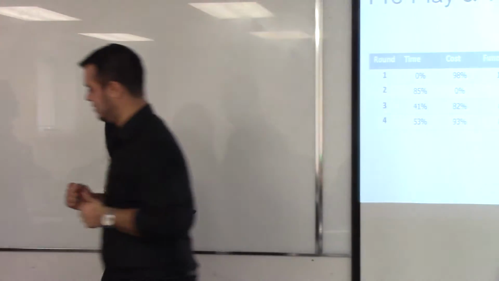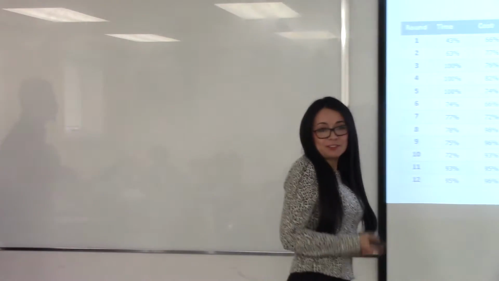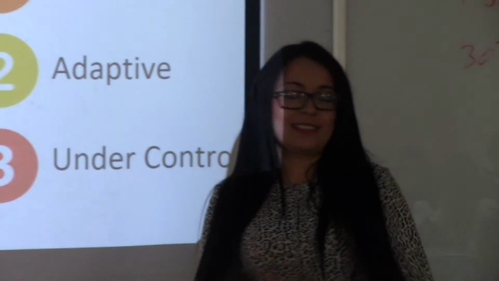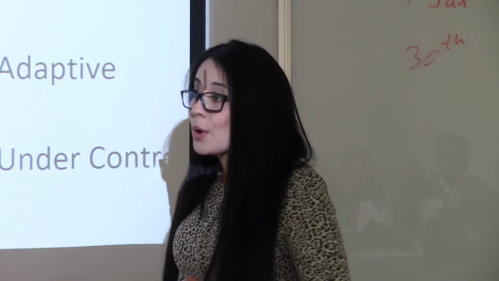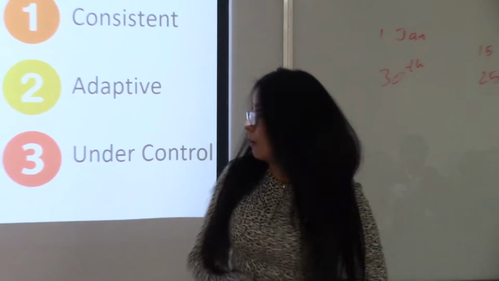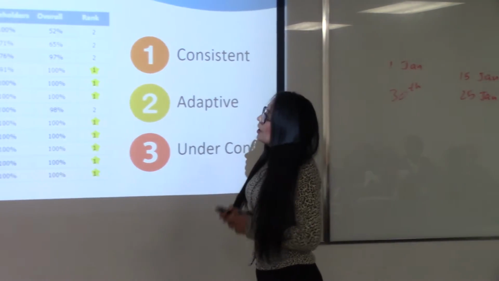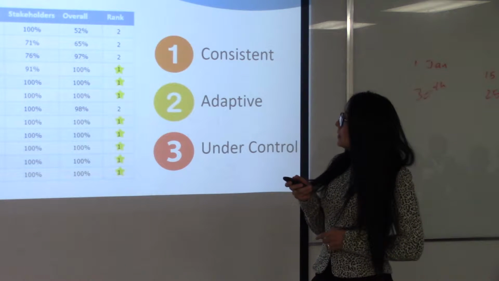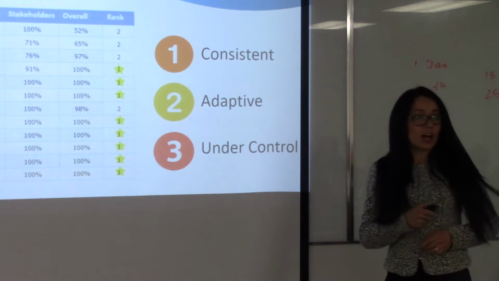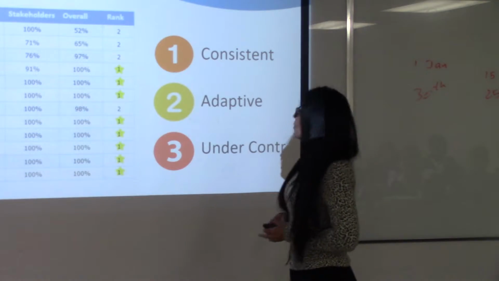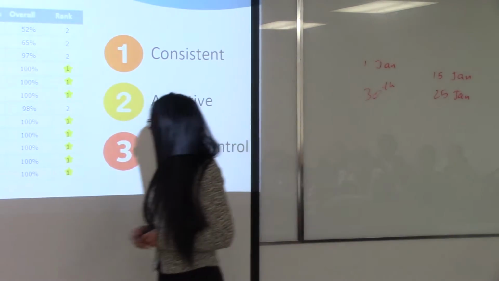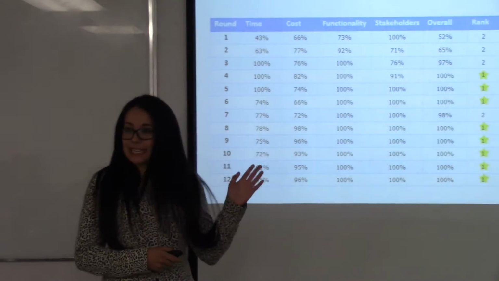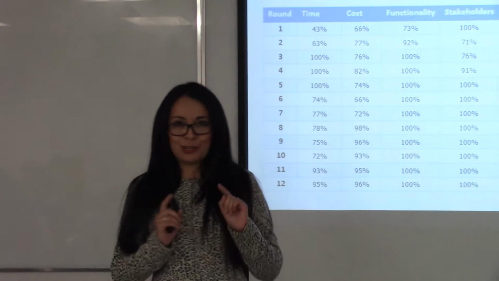Thank you, Jose. Well, based on the information that Jose just shared with us, it's time now to take a look at the performance, considering the lessons learned and the outcomes from the pre-play and trial rounds. This table shows our performance throughout the 12 rounds in the simulation, in terms of time, cost, functionality, and stakeholders. It also shows the overall percentage of performance and the final rank. We can describe our performance as consistent, adaptive, and under control.